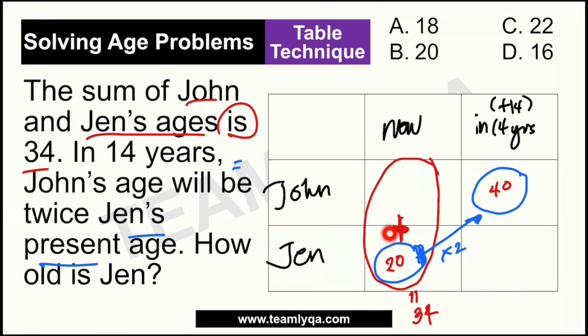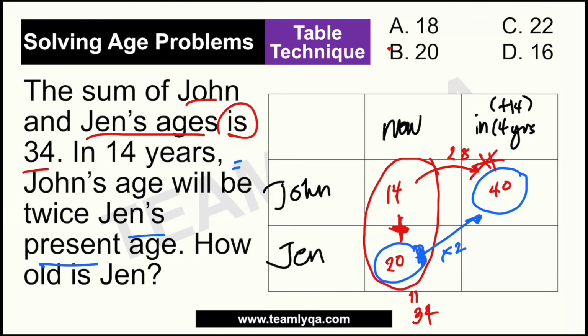At kung 20 naman si Jen ngayon, at pag pinagsama mo yung edad nila ni John, dapat lumabas yung 34. Ano ngayon ang kailangan ko idagdag sa 20 para lumabas yung 34? That would be 14. Okay? Kasi 14 plus 20 is 34. Kasi ang sum ng ages nila ngayon ay 34 dapat. Now, kung 14 si John, tanong, in 14 years ba magiging 40 siya? Now, kung dadagdagan ko ang 14 ng 14, that would give me 28. Hindi siya pareho sa 40. So, ibig sabihin nun, hindi 20 ang tamang sagot.